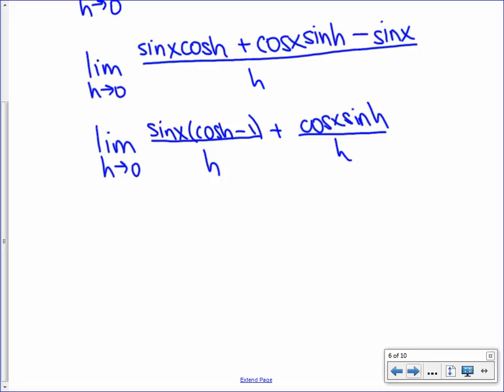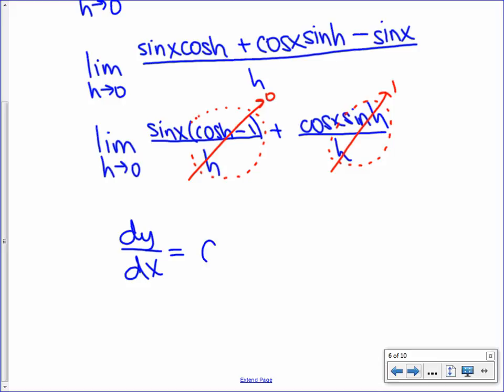Okay. I want to highlight something right here. Does this look familiar? No, it's 0. This limit is 0. Okay. And what about this? 1. That limit is 1. So what are we left with? 0 plus 0 plus the cosine of x times 1. That is why the derivative of sine is cosine.